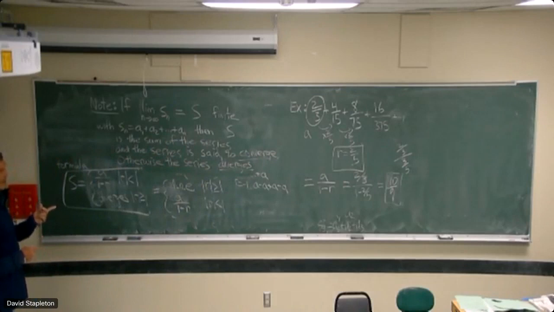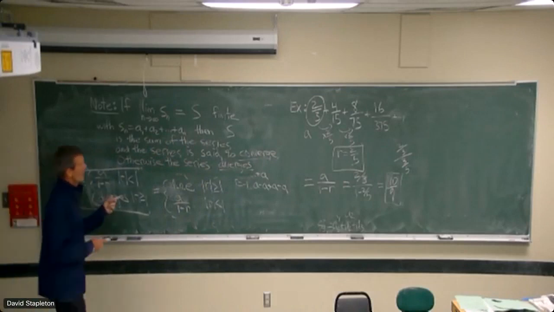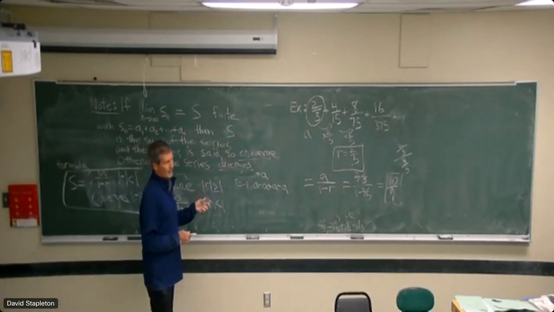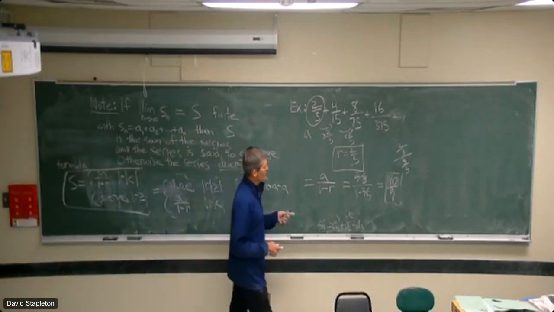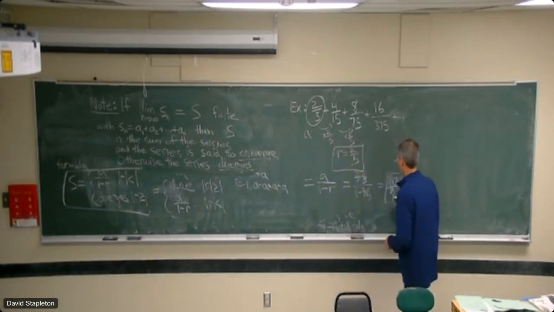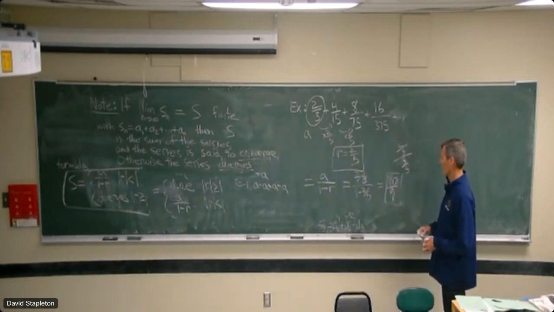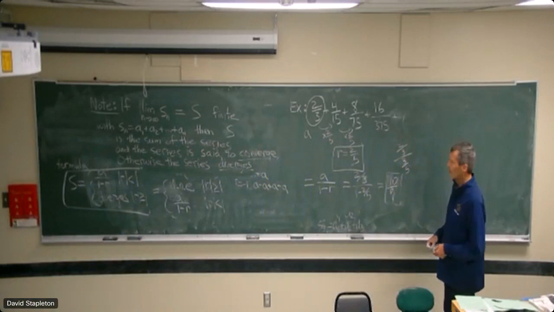This is on one video. No, I'm not sure what example you're referring to. This one right here. Oh, 10/9, this converges, this is a finite number, so we say this converges, it's an infinite sum to this finite number 10/9.